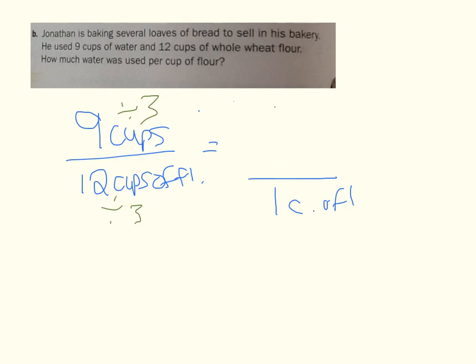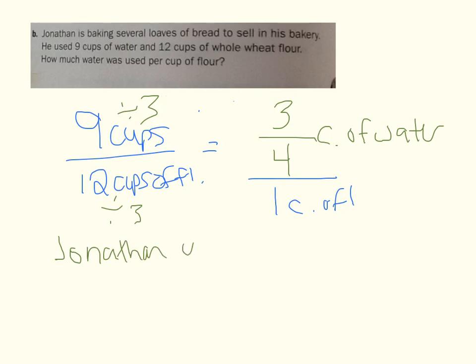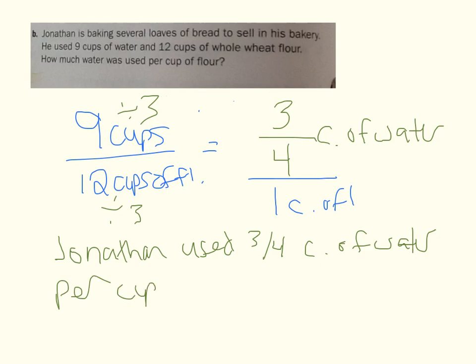9 divided by 3 is 3. 12 divided by 3 is 4. So I'm saying that there's 3/4 cups of water in 1 cup of flour. Remember, we need to say that. So I'm going to use Jonathan's name. Jonathan used 3/4 cups of water per cup of flour. Per is another way we can say 1.